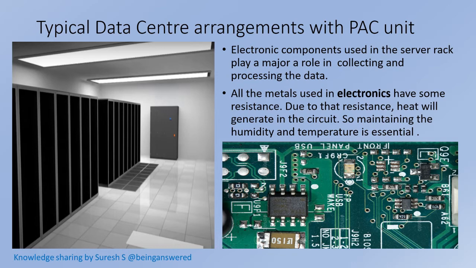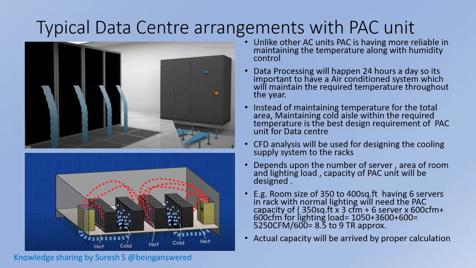All the data centers have many electronic equipments, PC boards for processing and collecting data. All the metals used in the electronic components will have a resistance during the current flow. Due to that, heat will be generated. To keep the heat generation and humidity in control, PAC units are used. Unlike other AC units, a PAC unit is more reliable in maintaining the temperature along with humidity control.